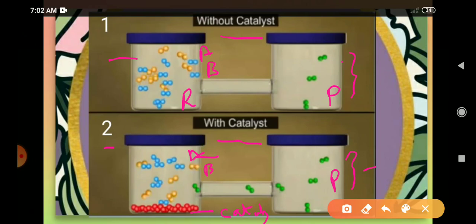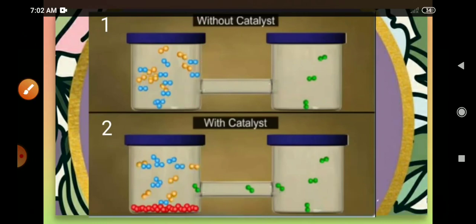That means if a process is slow, we can accelerate the process by using a catalyst. So what this shows is that the rate of the reaction can be increased with the help of some substance that is called a catalyst. So that is the activity of the catalyst, to increase the rate. That means we can say it is the work of the catalyst to increase the rate.